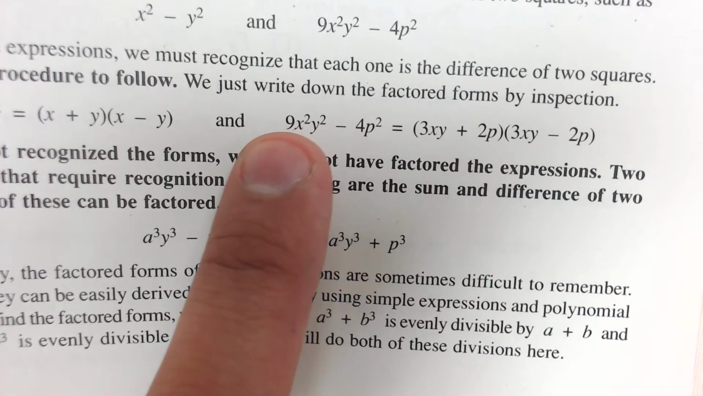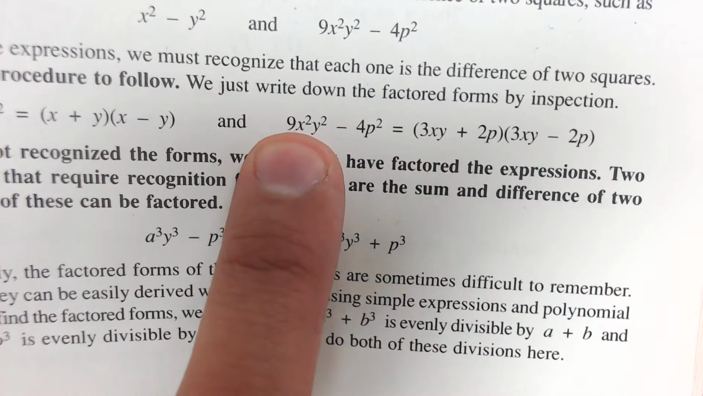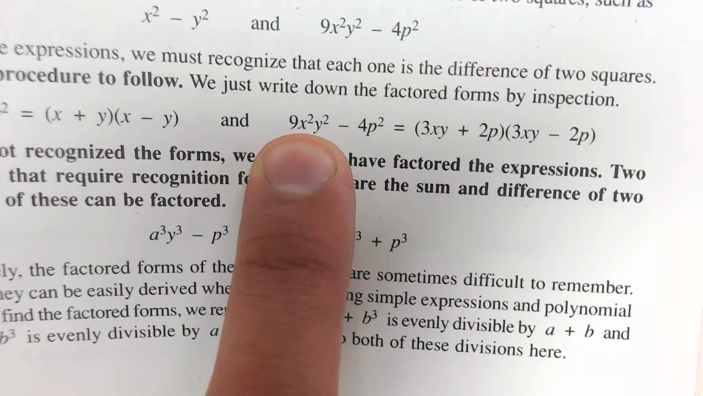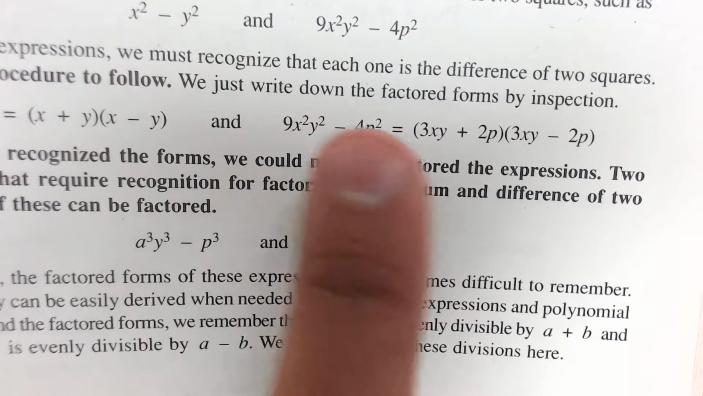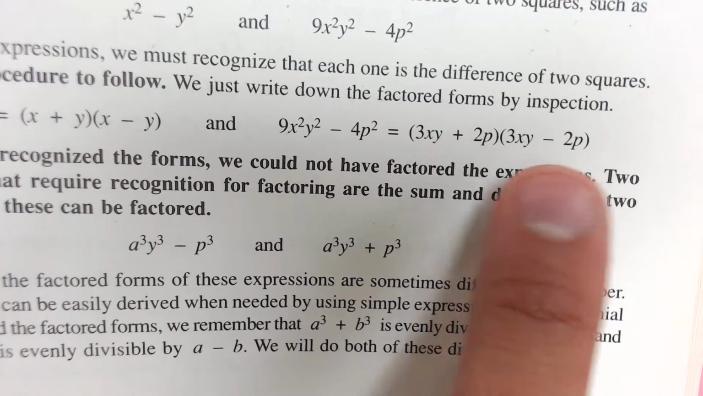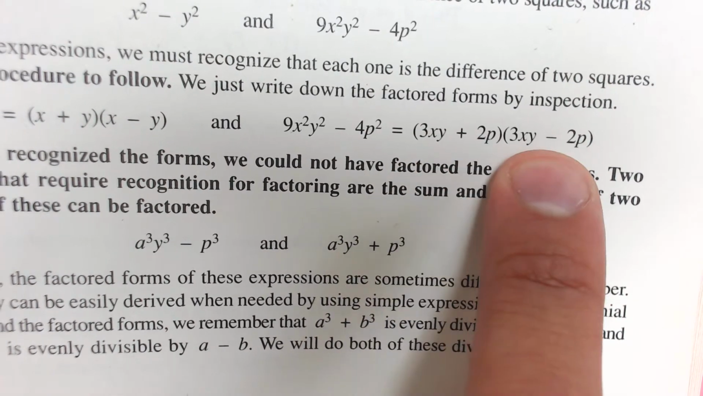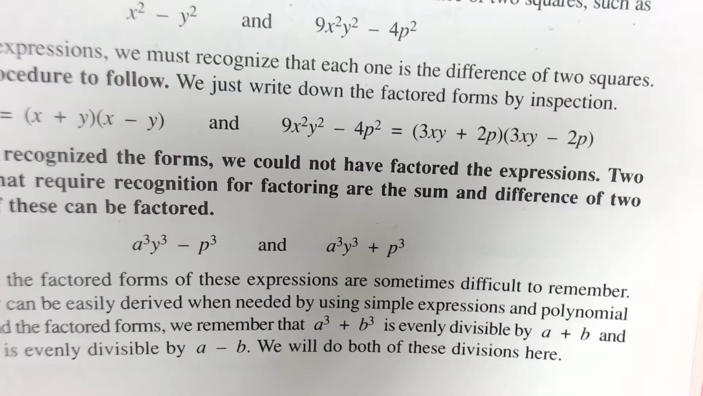And then we can also take that same thing and apply it here because these are all perfectly squared numbers. The lead term would be 3xy, right? Because that's the square root of this number. The square root of this number would be 2p. So then you have 3xy plus 2p, 3xy minus 2p. That's the difference of two squares theorem.